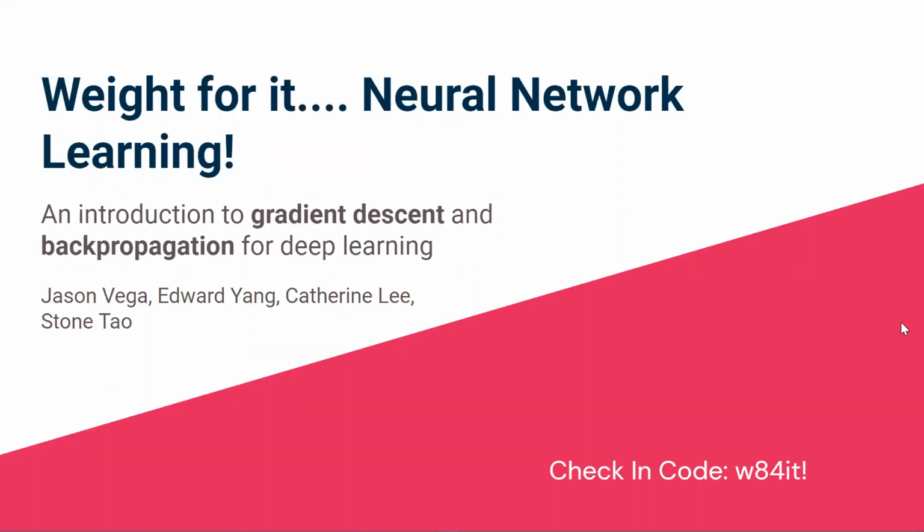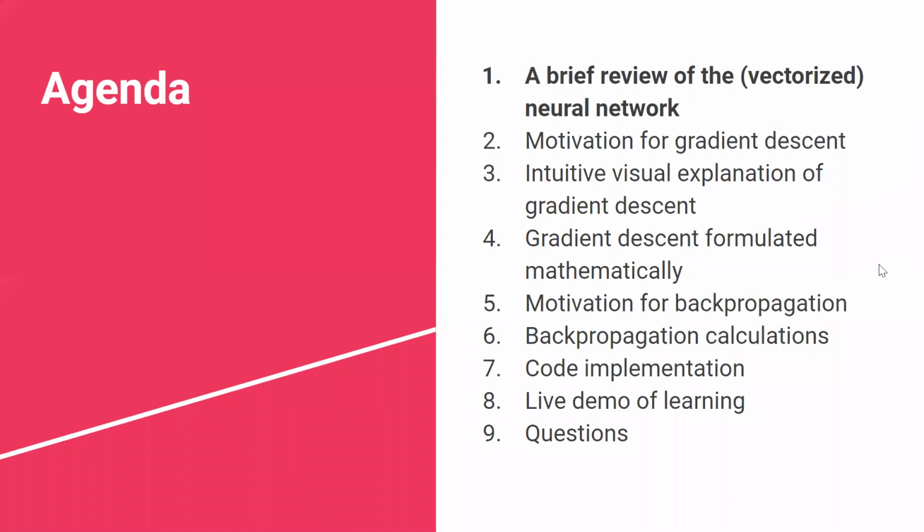And here is our agenda. Our presentation is going to start with a review of what we talked about last workshop. And then we'll start to move into gradient descent. We'll talk about why it makes sense, why we even want to do it in the first place. We'll also look at a little bit of math, and then we'll move into backpropagation. And for backpropagation, we'll mostly focus on why and what it's doing.